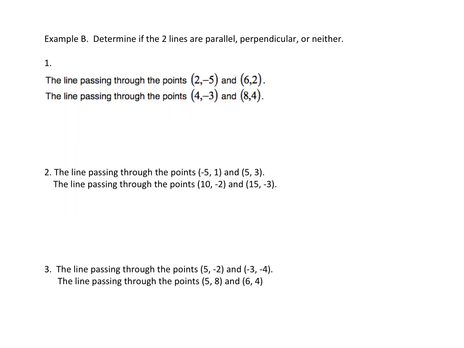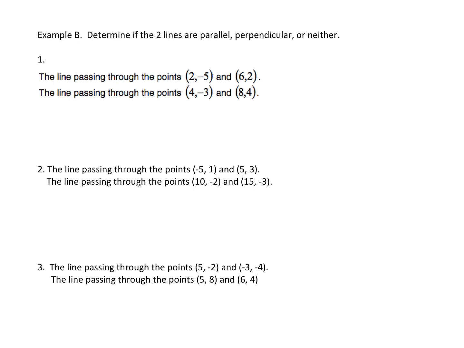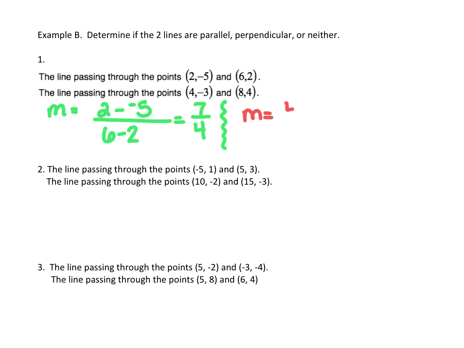In example B, we're asked to make the conclusion if the lines are parallel, perpendicular, or neither. So hopefully you recognize that you're going to need to be finding the slopes of these lines. So you're going to need to do your slope formula where you subtract your y. So if I do 2 minus -5 over 6 minus 2, that's going to be the same as 2 plus 5 or 7 over 4. And then if I do my second line, it'd be 4 minus -3 over 8 minus 4 gives me 7/4. Since the slopes are the same, my conclusion is the lines are parallel.